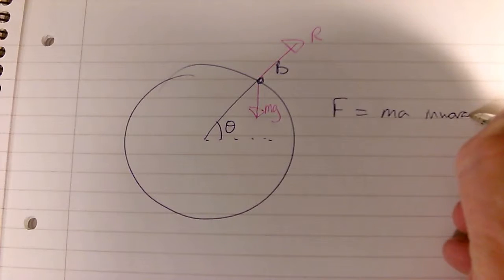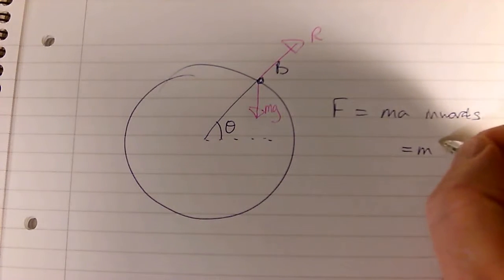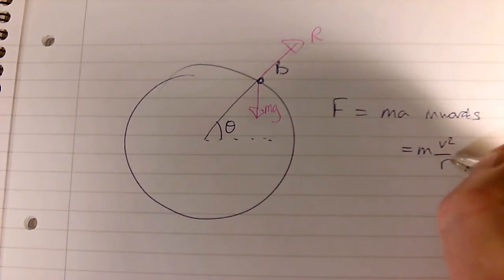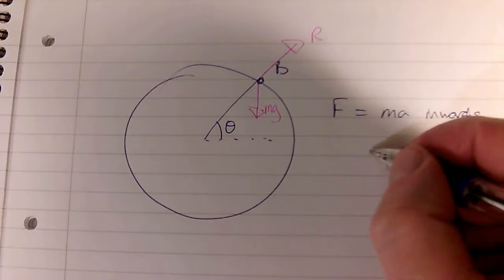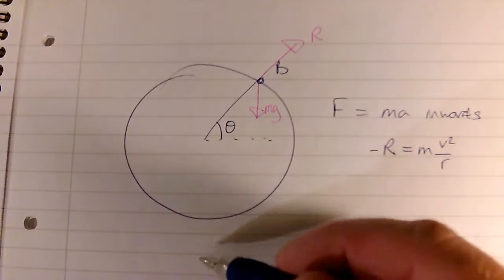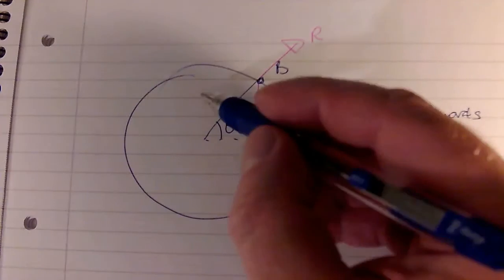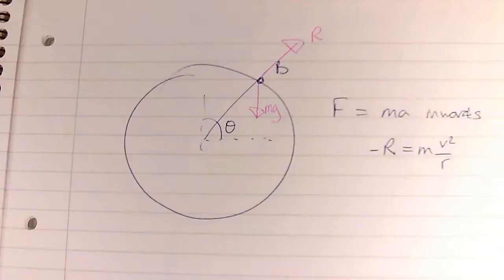So my positive direction is inwards. My m times v squared over r is directed inwards. So I've got to be taking R as being negative, so I'm going to have a minus R, and then I've got to resolve the mg inwards. Now we're more used to knowing what this angle is, in which case this angle will be the same.